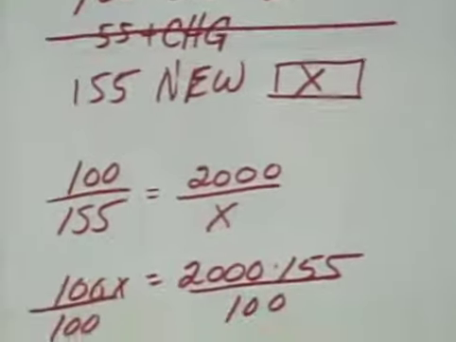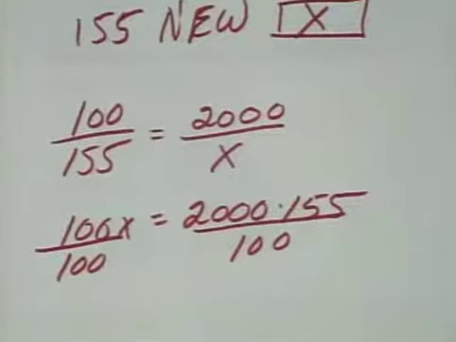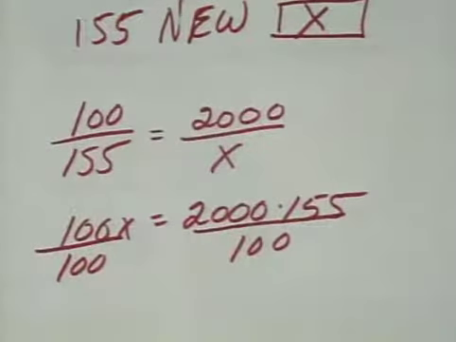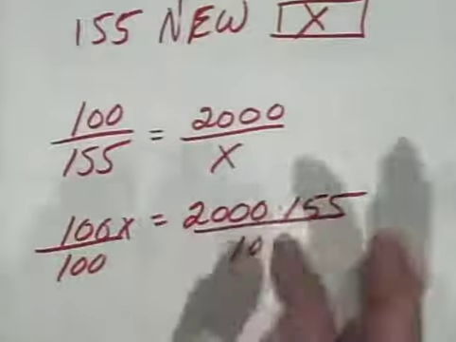At this point, you should be able to enter this into your calculator directly. You should just be able to take 2,000 times 155 divided by 100. You can go ahead and do the math, not needing to make but one entry into your calculator. If you want to do more than that and you're more comfortable with it, fine, but I personally like to just get it to that point, put it in my calculator, get the answer.